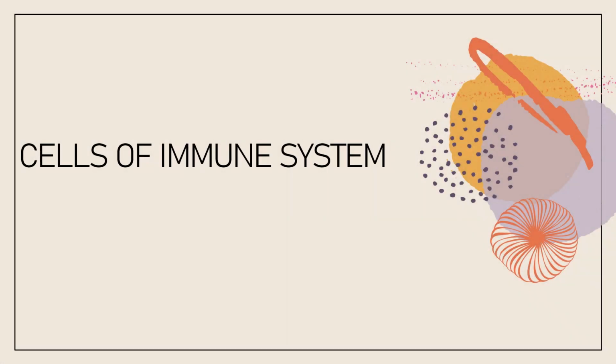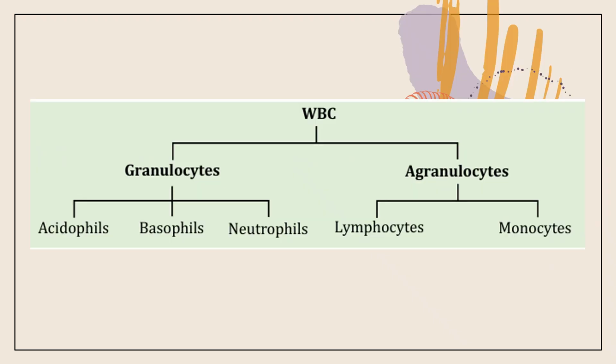Learners, so today we will talk about cells of the immune system. Our white blood cells are divided into two types, granulocytes and agranulocytes. They are divided on the basis of presence of granules in their cytoplasm. Granulocytes are further divided into three types: acidophils, basophils and neutrophils.